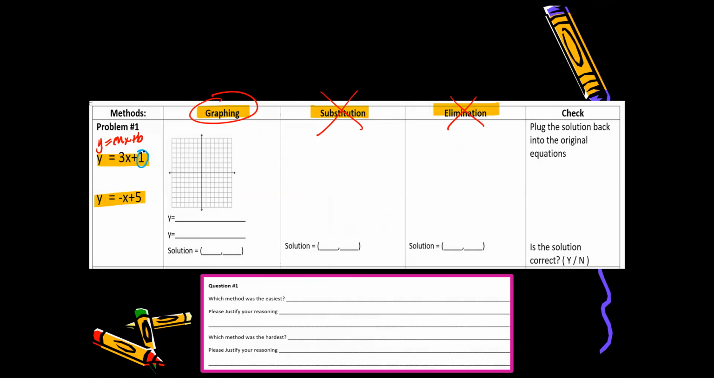First equation, you start at 1. Up 3 over 1, 1, 2, 3 over 1. You can go down 1, 2, 3 over to the left one, and then draw your straight line.